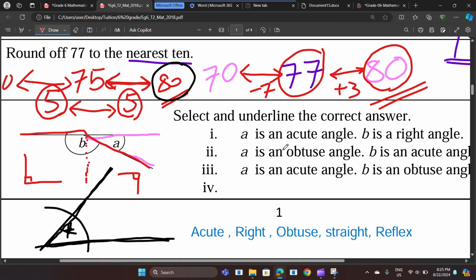So the first answer is wrong. A is an obtuse angle. No, we have found that it is an acute angle. A is an acute angle. Yes. B is an obtuse angle. Yes. So the right answer is A is an acute angle and B is an obtuse angle.